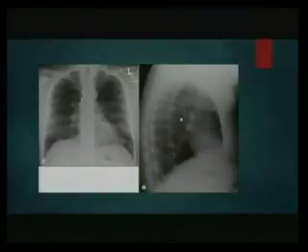Look at the disc spaces. They're not that narrow. They look pretty normal. So you have osteophyte formation that is greatly excessive when you look at the degree of disease the patient has.